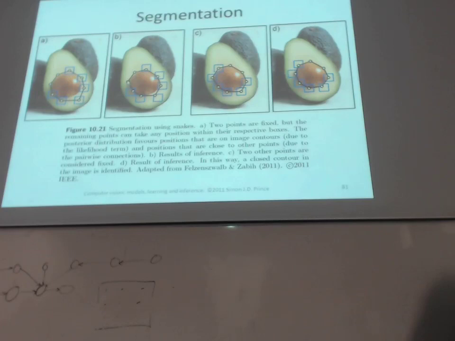Now we're randomly going to pick two other nodes to be pinned where they are. We leave them where they are and optimize the rest to get this result. So after just pinning sort of one pair and then a second pair, we've got, I think, a pretty good edge walking around the avocado pin.